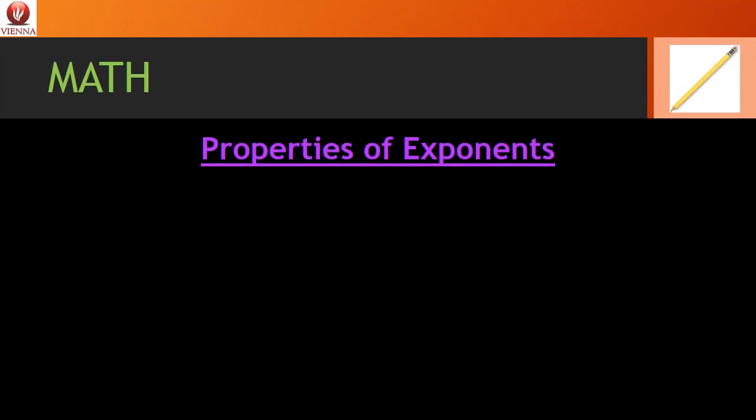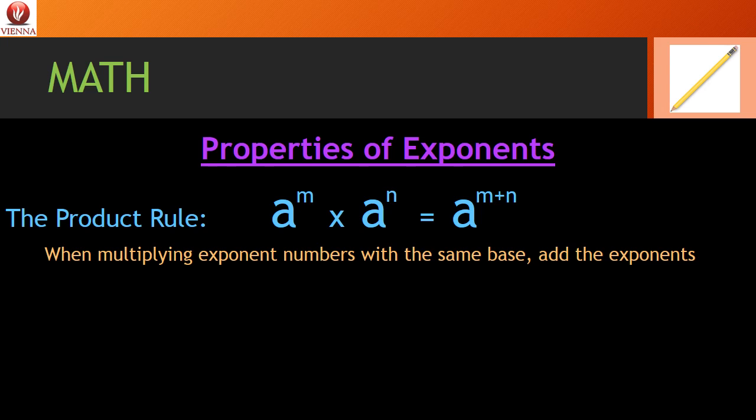So the properties of exponents, let's begin with the product rule. When multiplying exponent numbers with the same base, just add the exponents. This is the biggest trouble spot of all. Students forget that you just need to add those exponents. So for example, a to the power of m times a to the power of n equals a to the power of m plus n, and where students go wrong is they multiply those exponents. They would multiply m times n, and that's just incorrect.